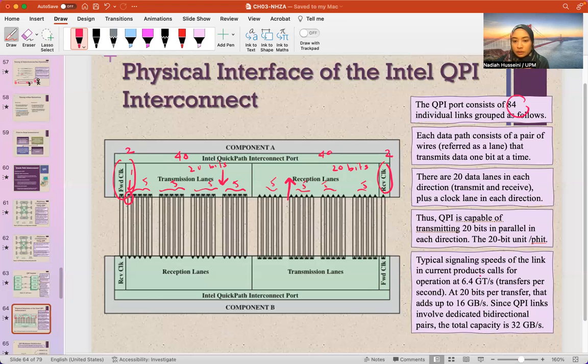Where does it say about the clock? Okay, so plus a clock lane in each direction. So for the transmission lane and the reception lane, you have the forward clock over here. The forward clock belongs to the transmission. The receiving clock belongs to the reception.